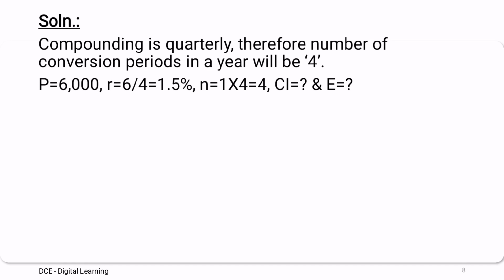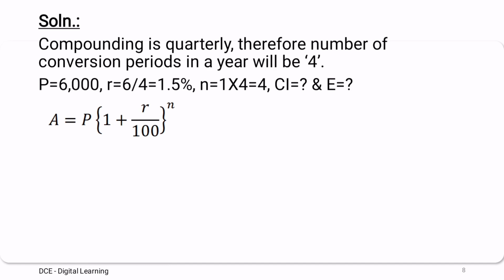So here the principal amount is 6,000, the rate of interest is 6% for the whole year, and the number of conversion periods is 4. So the rate we have to divide by the number of conversion periods. That means 6 divided by 4 equals 1.5% per conversion period, and n is 1 year, and the number of conversion periods in a year is 4. So n is 4. What is the compound interest? What is the effective rate of interest?